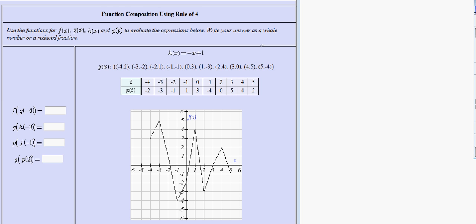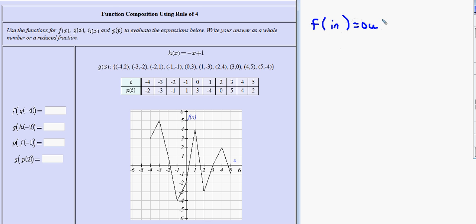In this problem, we're given four different functions in various forms and asked to find several function compositions. Before I start, let me remind you the relationship between function notation, graphs, and points. With function notation, we always put the name of the function out here, like I called this f, but you can see that in different places they're going to be calling it g, h, or p.